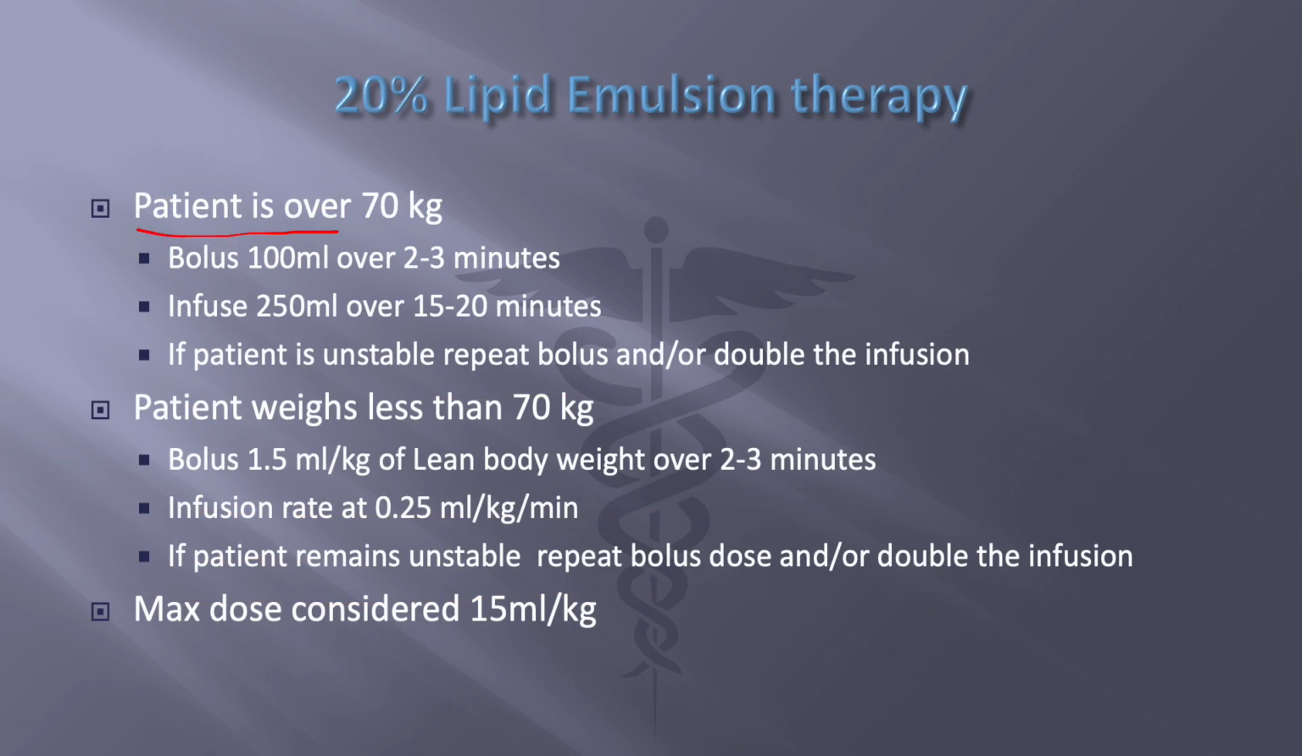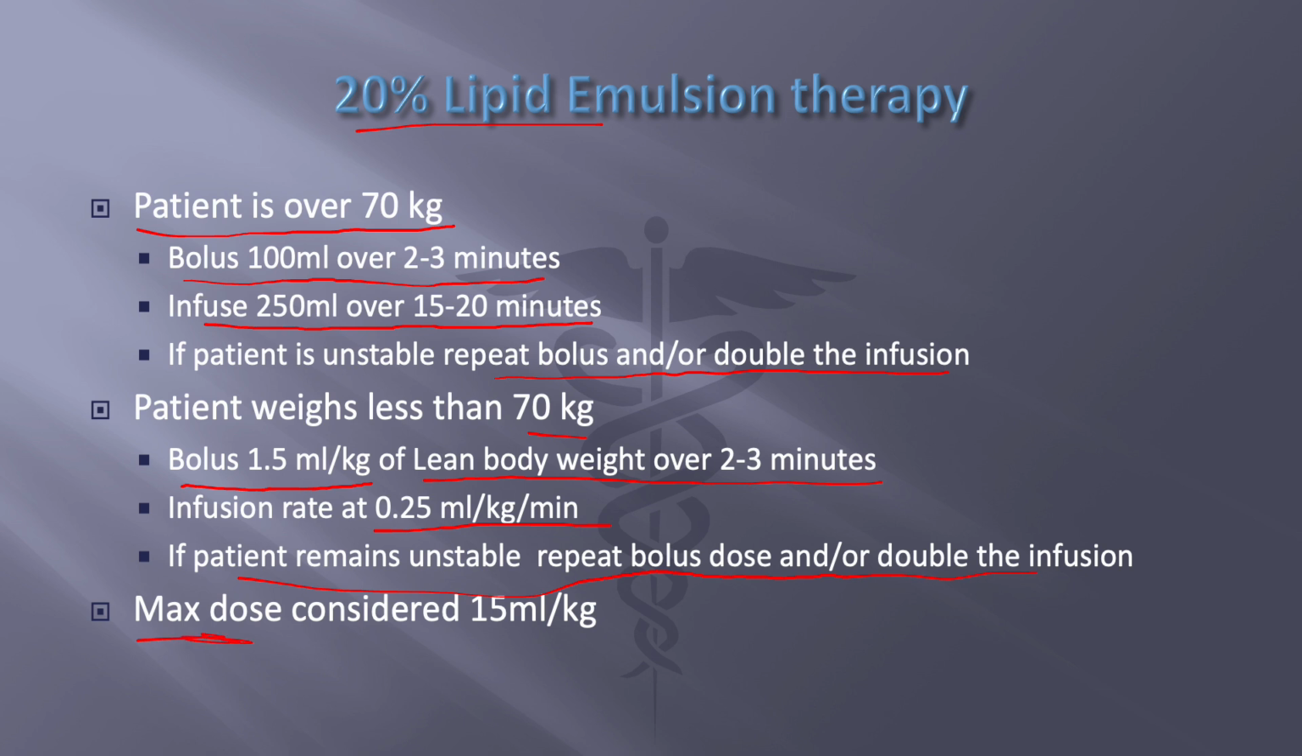If our patient is over 70 kilograms, we're going to give lipid emulsion therapy, a bolus of 100 mLs over 2 to 3 minutes, and then we're going to infuse 250 mLs over 15 to 20 minutes. If the patient is unstable, we're going to repeat that bolus or double the infusion. If the patient weighs less than 70 kilograms, the bolus is 1.5 mL per kilo of lean body weight over 2 to 3 minutes. Infusion rate is 0.25 mL per kilo per minute. If the patient remains unstable, repeat the bolus dose or double the infusion.